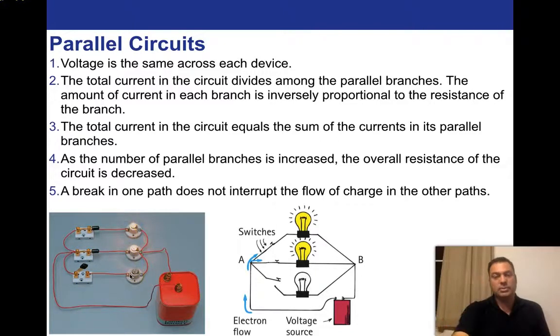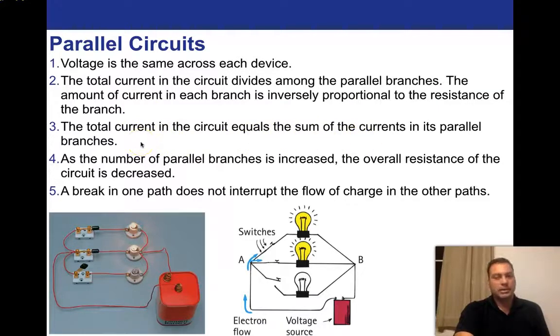It's a little bit more convenient, but it's also a little bit more complicated. The total current in the circuit divides among the parallel branches. The amount of current in each branch is inversely proportional to the resistance of the branch. The total current in the circuit equals the sum of the currents in its parallel branches, all right?